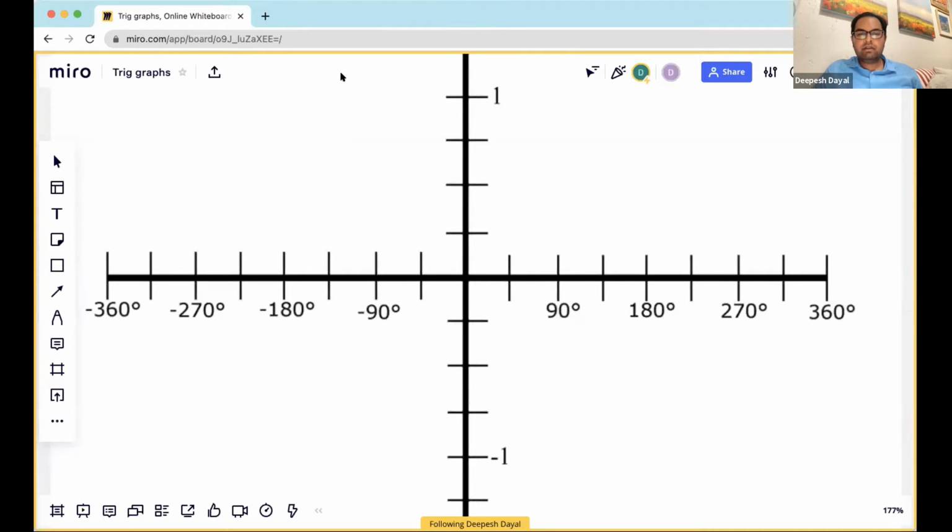Okay, so we're going to draw the first graph, the sine graph, right? So y equals sine theta. Let's write that down. Y equals sine theta.